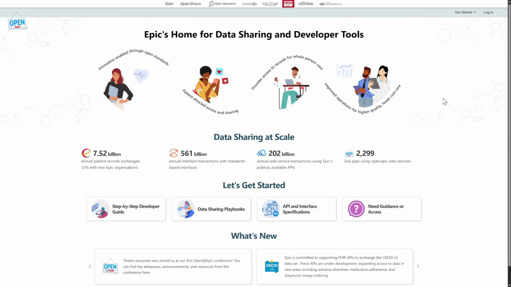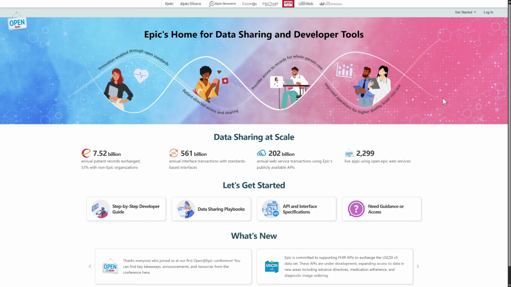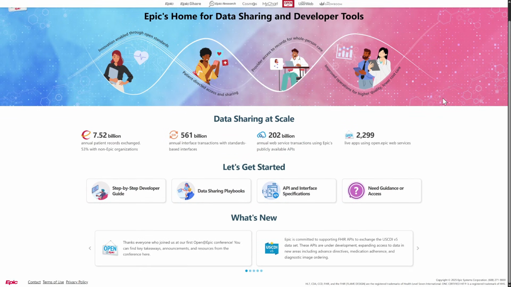Another major section is OpenEpic. This is Epic's API platform that supports interoperability by allowing developers, partner systems, and third-party services to integrate with Epic data. The platform follows the FHIR standard, which stands for Fast Healthcare Interoperability Resources. FHIR ensures that different health systems can exchange medical data smoothly. With OpenEpic, developers can build apps that connect directly to Epic's EHR, enabling features such as secure record sharing, clinical decision tools, and patient-facing applications.